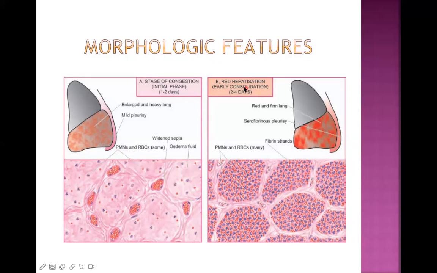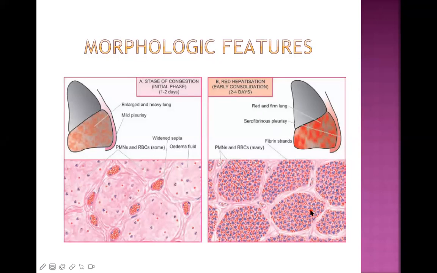Now the second stage is red hepatization. Now see, look at the color here. It looks very red because of the RBC collection, and at the same time there are lots of neutrophils. So the whole alveoli is replaced by neutrophils and RBCs. There is no more air now. It has already converted into a solid structure, and this stage lasts for 2 to 4 days.